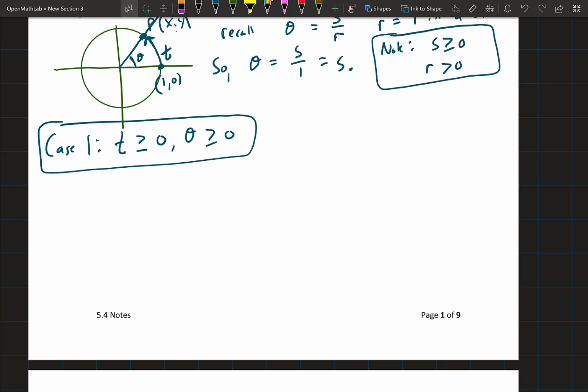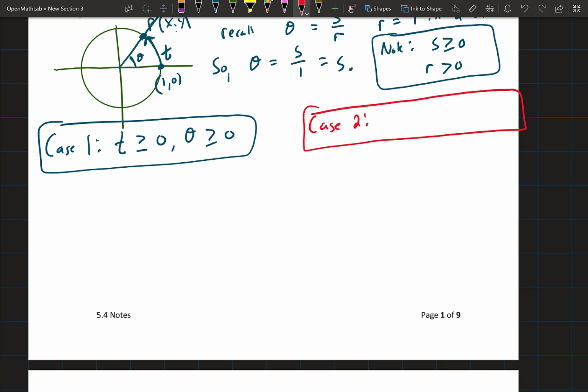So then the second case that can occur is when t is negative, as you could guess. When t is less than 0, theta would also be negative. Same idea, because you're going in a clockwise motion.